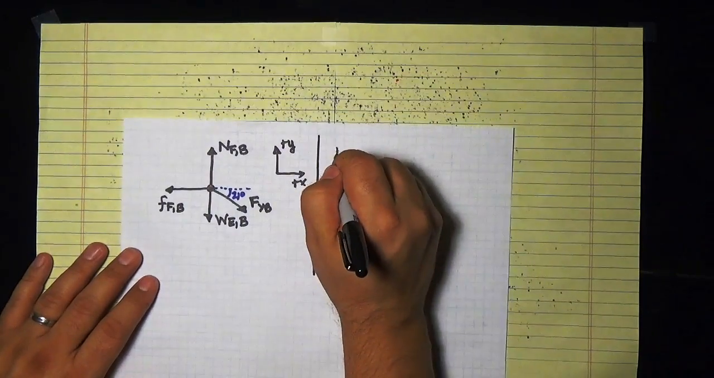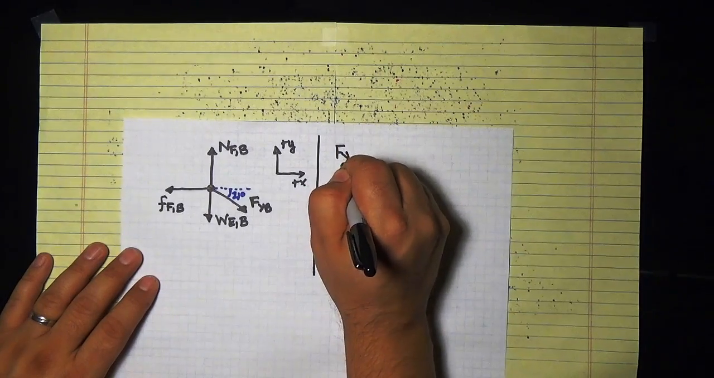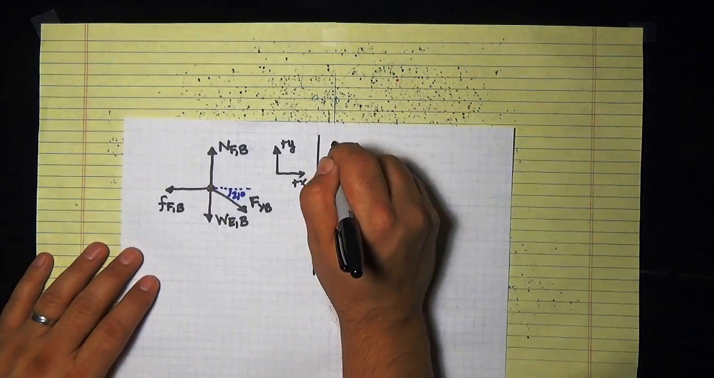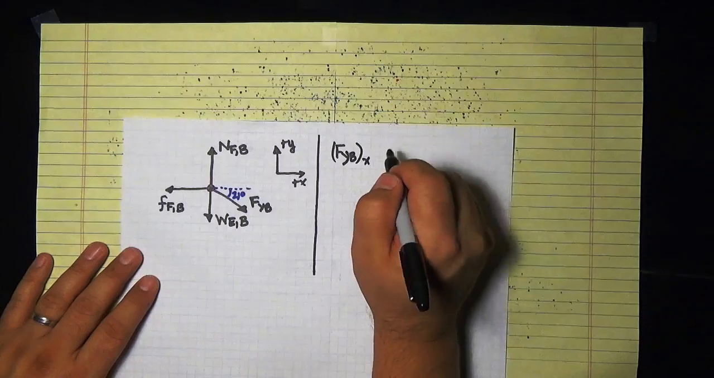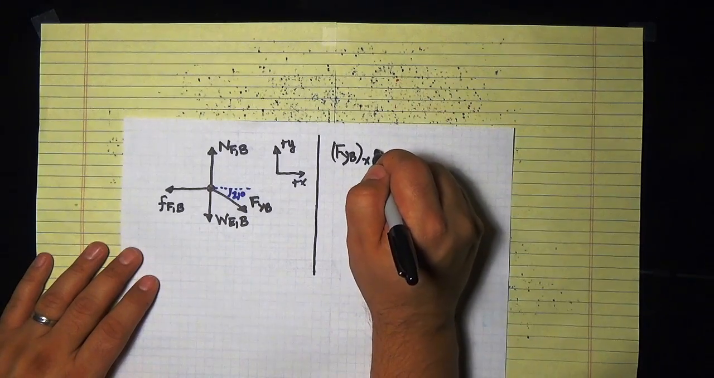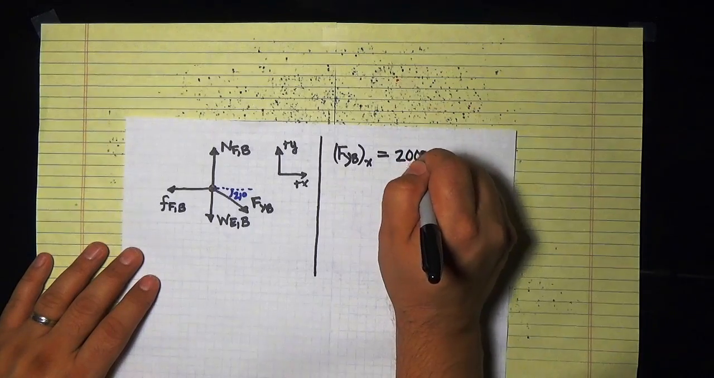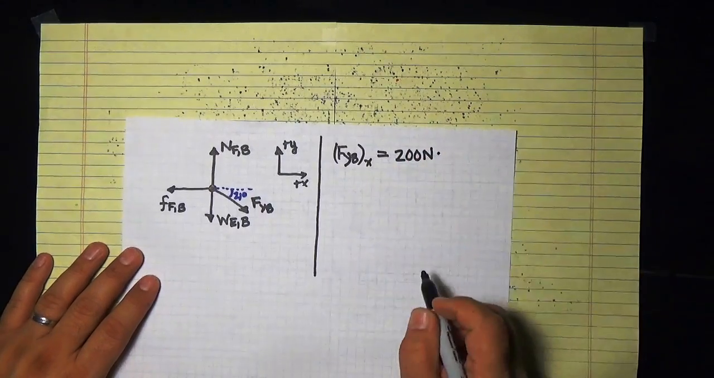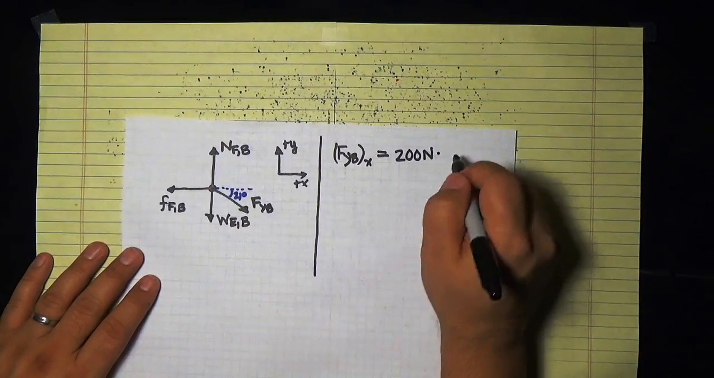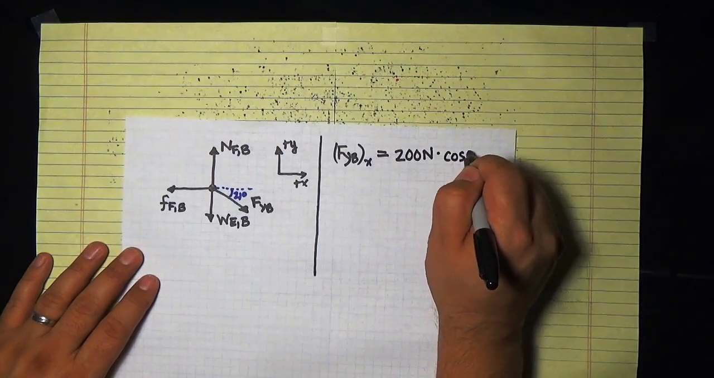So the force of you on the box in the x direction is equal to the magnitude of the force you're exerting, which we're told is 200 newtons, times the cosine of that 21 degrees.